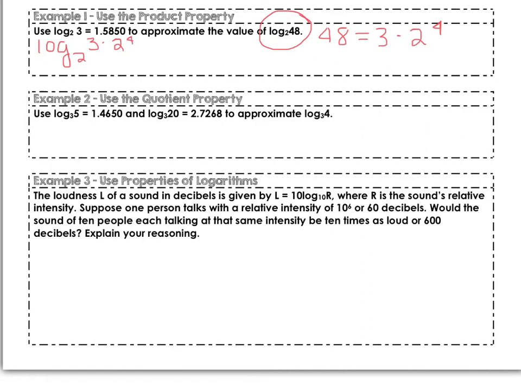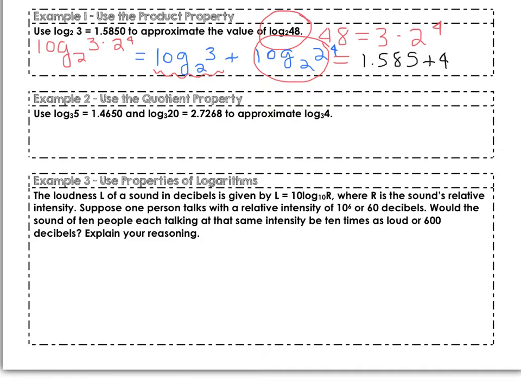Well, multiplication within logarithms really means addition. So I have log base 2 of 3 plus log base 2 of 2 to the 4th power. Well, we know that log base 2 of 2 to any power is just going to leave us with our exponent, and we were given this information in the problem. So we're really going to have 1.585, there's my decimal, plus 4.